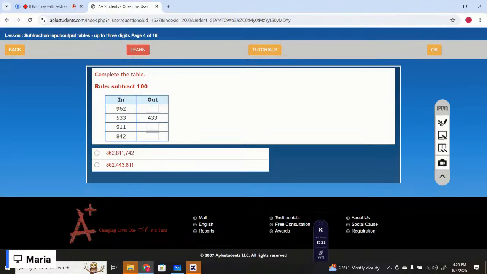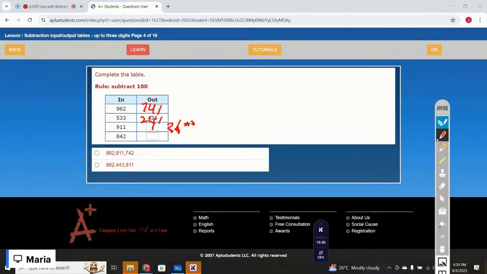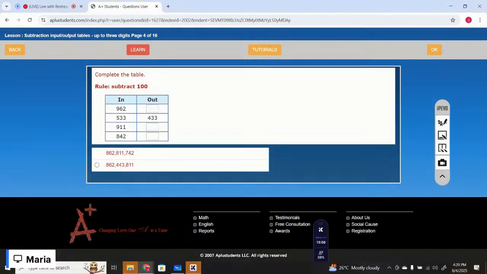Complete the table. Subtract 100. 960 minus 100 equals 860. 911 minus 100 is 811. And 842 minus 100 is 742. The correct option is option number 1.